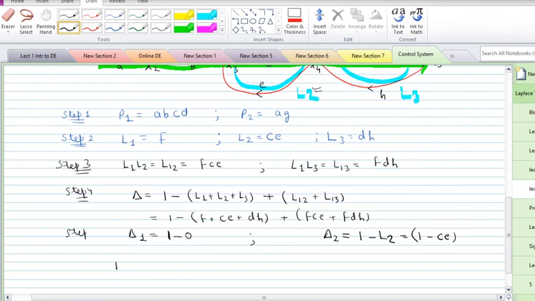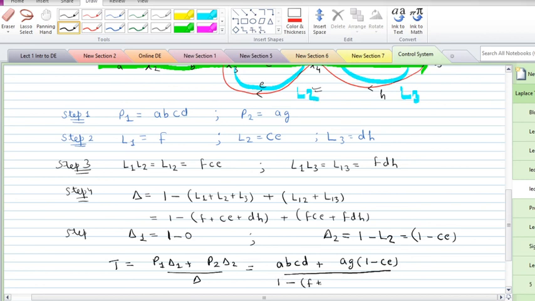So in this way, the transfer function T will be P1 delta 1 plus P2 delta 2, divided by delta. P1 is nothing but A, B, C, D, plus P2 is A, G multiplied by (1 minus CE), divided by this complete value, that is 1 minus (F plus CE plus DH) plus FCE plus FDH, and this will be your complete final answer.